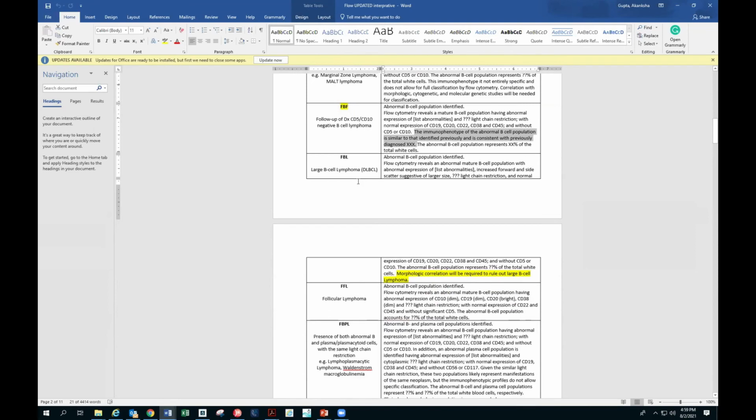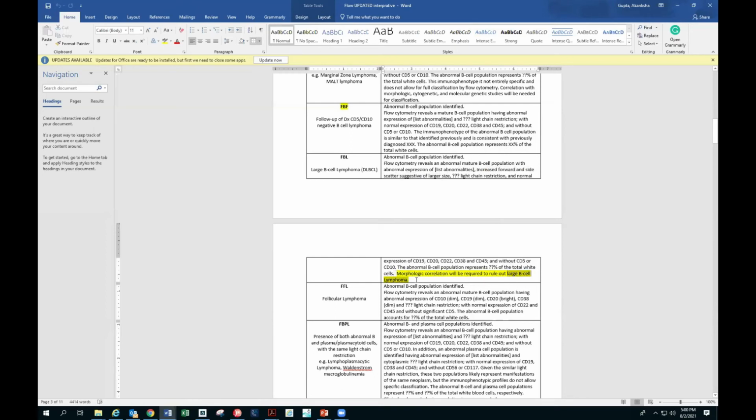Coming to CD10 positive lymphomas, for example, DLBCL and follicular. So DLBCL, they would again say abnormal B cell population identified, and then they would mention that it is an abnormal mature B cell population with whatever abnormalities they had, and then increased forward and light scatter. That's what I was saying, that they throw in there suggestive of larger size, and then whatever light chain restriction, and then expression of whatever markers with no CD5 and CD10. And if there is a CD10, then they would throw in CD10 there, based on whether it is a GCB type or not. And the abnormal B cell represents whatever type. Morphologic correlation will be required to rule out large B cell lymphoma.